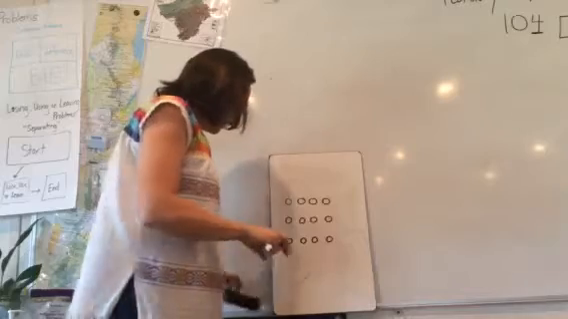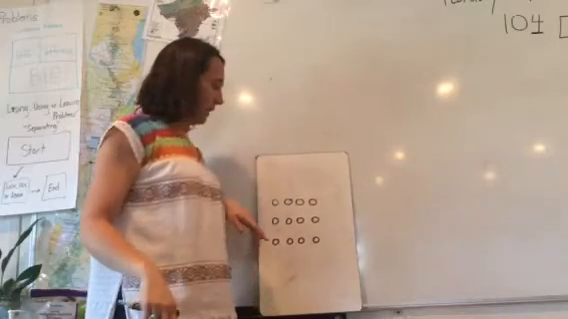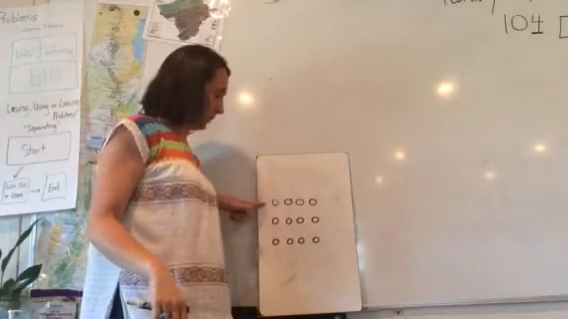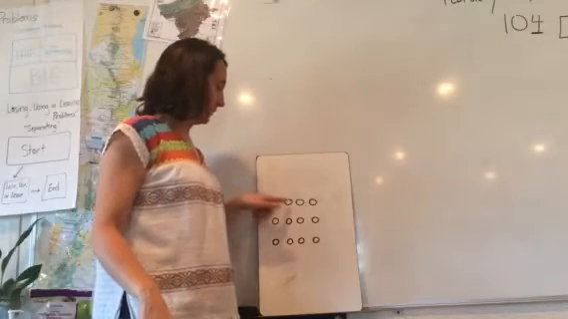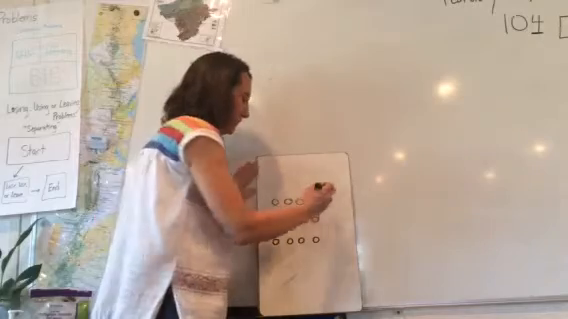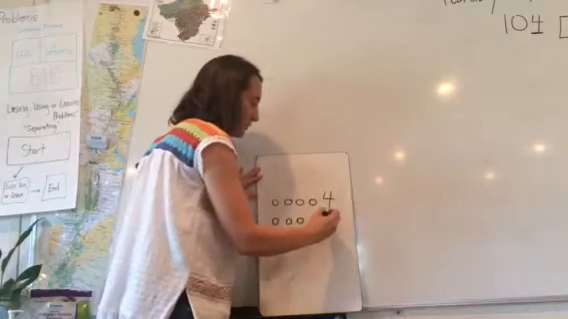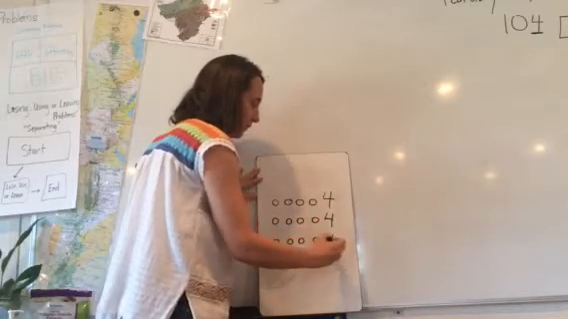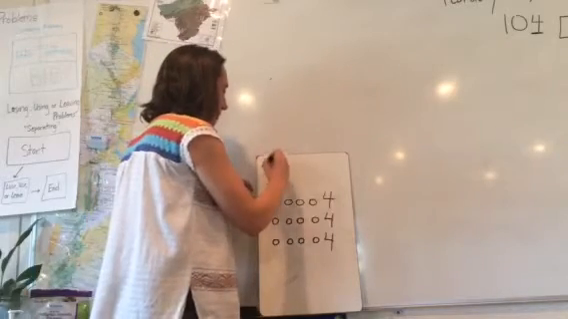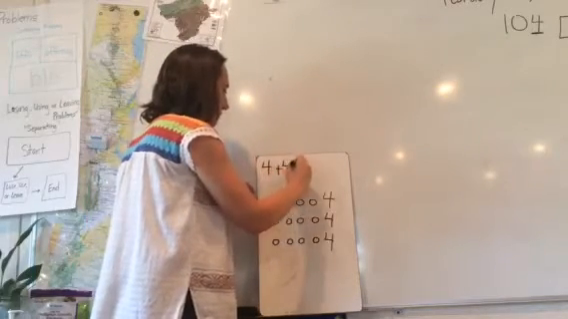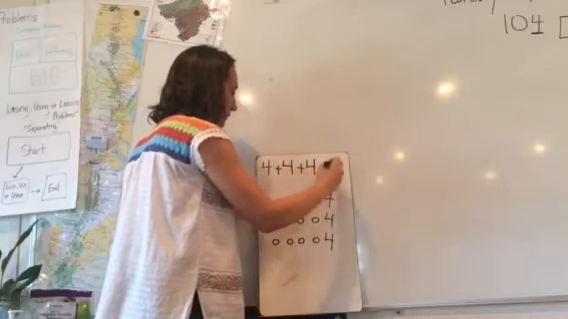So in this array, we have how many rows? 1, 2, 3. And how many circles in each row? 1, 2, 3, 4. And they don't always have to be circles. Both examples I gave were circles. That's 4. So with repeated addition, we could say 4 plus 4 plus 4 equals.